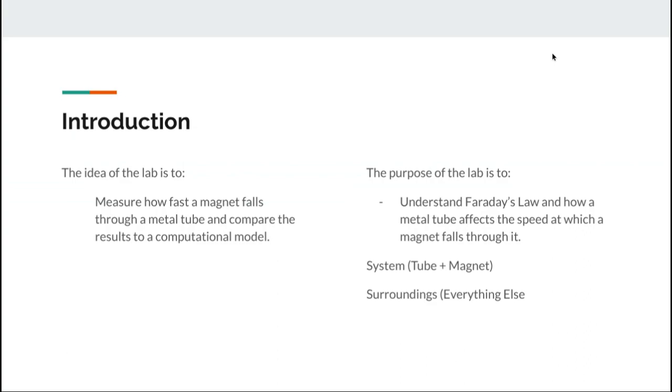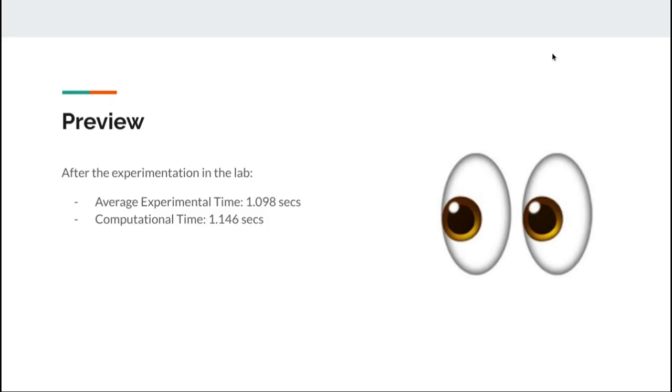Alright, so introduction. The idea of the lab is to measure how fast a magnet falls through a metal tube and compare the results to a computational model. The purpose of the lab is to understand Faraday's law and how a metal tube affects the speed at which a magnet falls through it. So they have the system, which is the tube and the magnet, and the surroundings, just everything else.